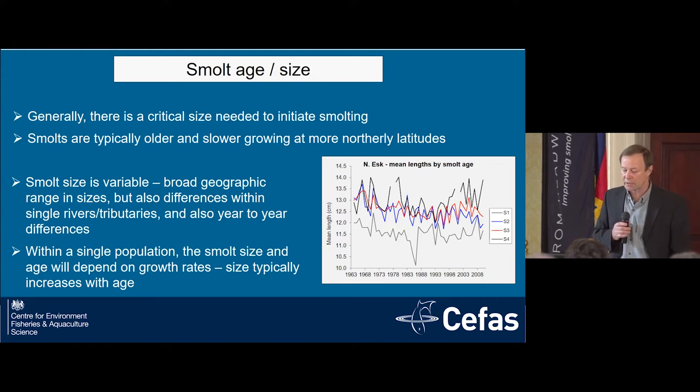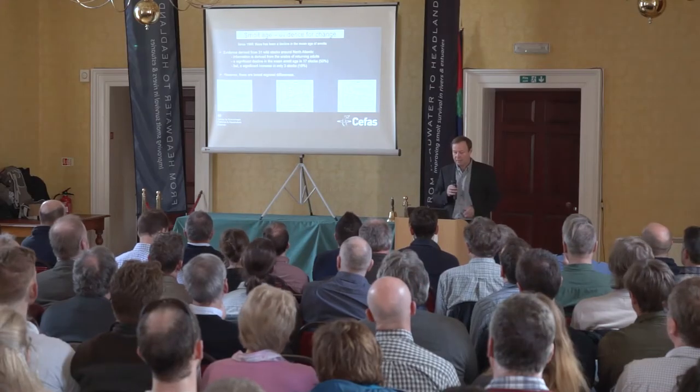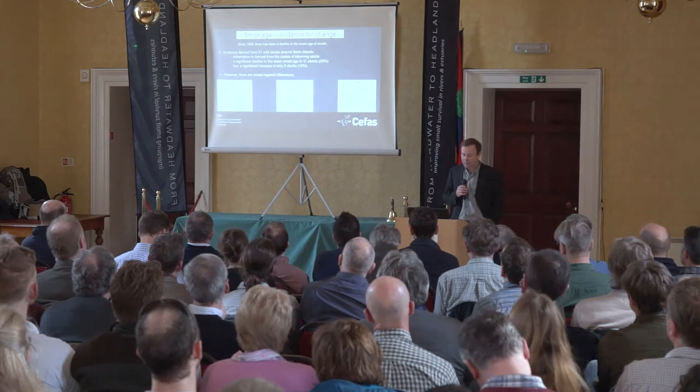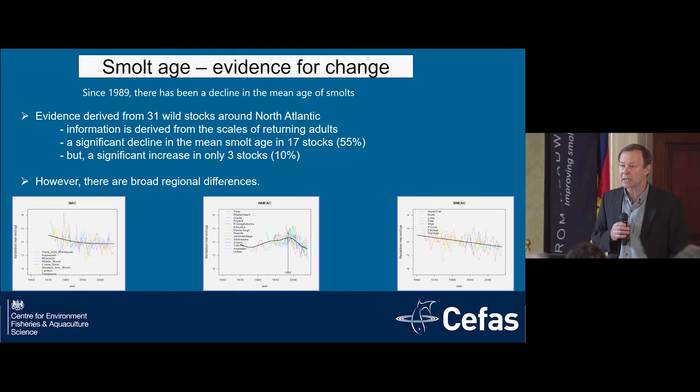Now, within a single population, the smolt size and age will depend on growth rates, and typically the size increases with age. There is evidence that the smolt age is actually changing within a lot of our populations. Since 1989, there has been a decline in the mean age of the smolts, and the evidence for this is derived from a number of wild stocks around the North Atlantic, from looking at scales from the returning adults and looking at the smolt ages over a number of years. These studies have shown there has been a significant decline in the mean smolt age in 17 of the stocks, whereas there has only been a significant increase in 3 stocks. So in general, the mean age of the smolts is getting a lot younger, although there are very broad regional differences in this throughout the geographic range of the salmon.